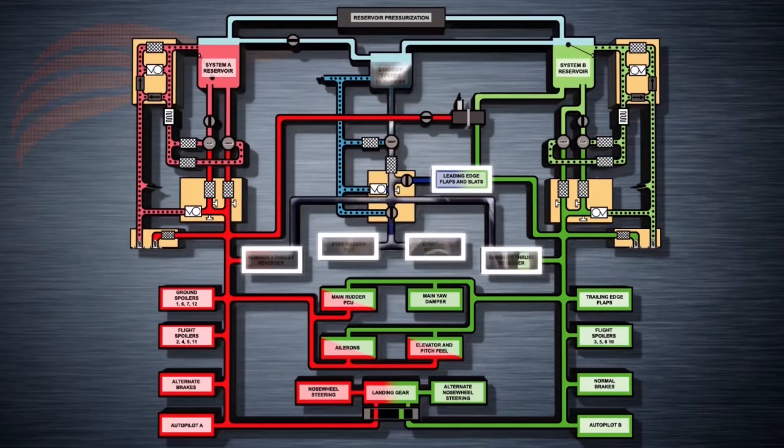Setting the alternate flaps master switch to arm, then selecting the alternate flaps position switch to down, opens the leading edge flaps and slat shutoff valve. This allows fluid to flow to and power the leading edge flaps and slats.